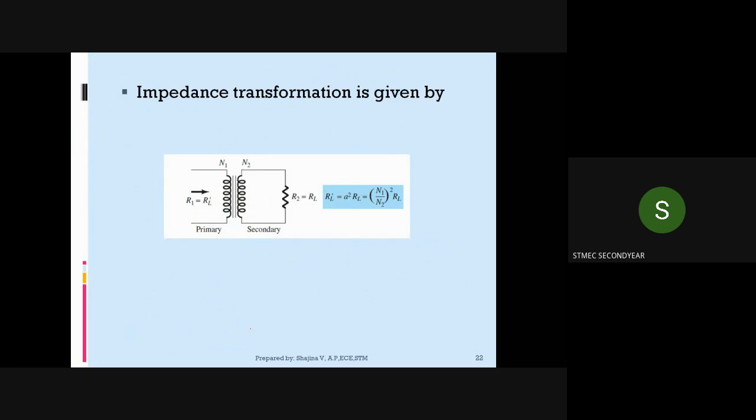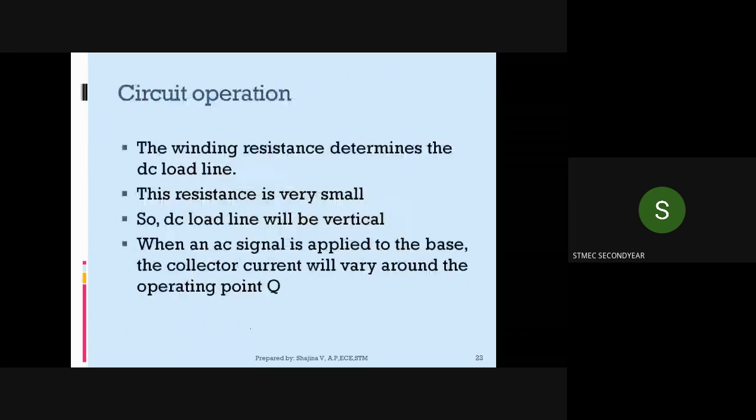So that's what we said: we can transfer maximum power if there is impedance matching. Now coming to the circuit operation, you can see the characteristics. Here in the circuit, we have the primary winding resistance. In normal amplifier operation, we have the collector resistance RC here.